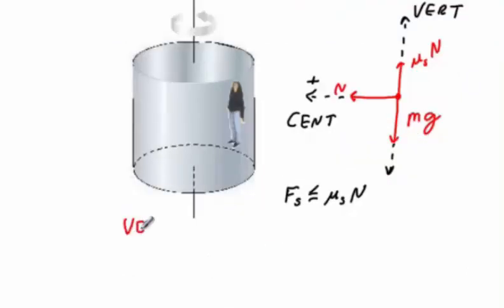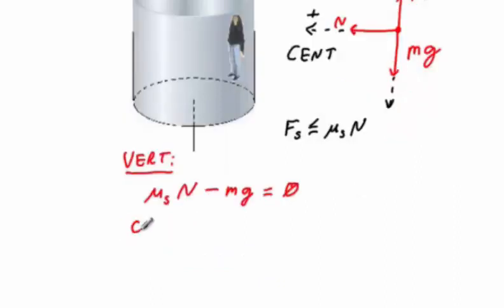Starting with the vertical direction, we notice that we didn't label the plus direction for vertical because there isn't any acceleration in that direction. We'll call upward plus because that seems to be most natural, and so mu s times the normal force minus mg equals mass times acceleration, no vertical acceleration.